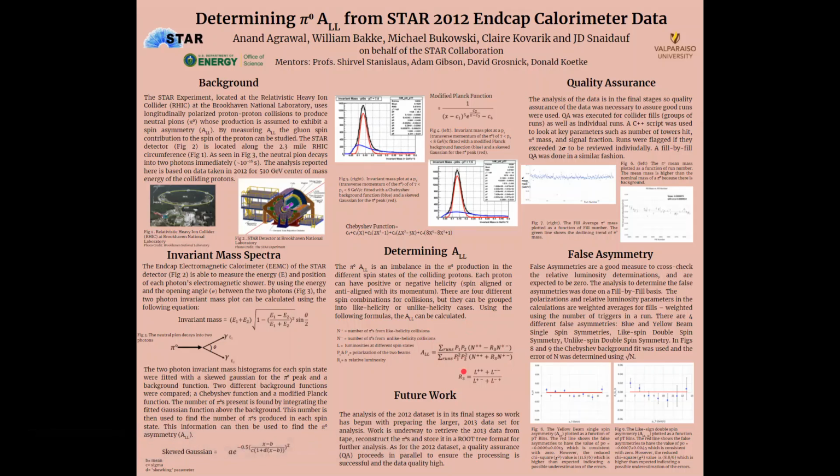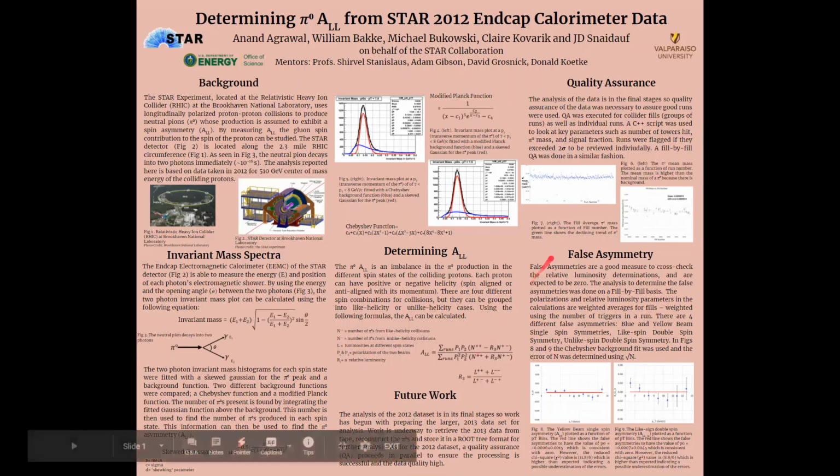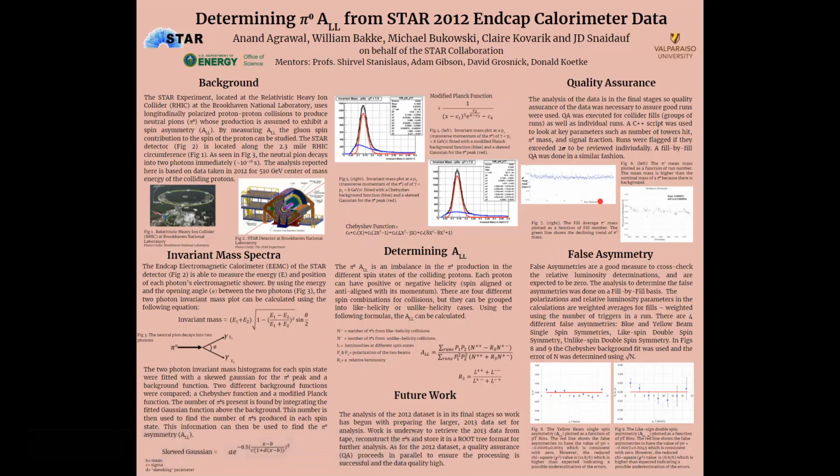The analysis of the data is in the final stages, so quality assurance of the data was necessary to assure good runs were used. QA was executed for collider fills, or a group of runs, as well as individual runs. A C++ script was used to look at key parameters, such as the number of towers hit, the pi0 mass, and signal fraction. From past findings of the data and our recent graphs, we knew that the pi0 mass would decline over time because of radiation damage the detector took over the course of data taking. Pi0 mass was the specific parameter we used to determine if our run or fill is good or bad.